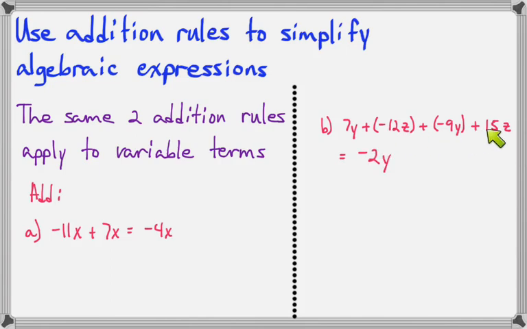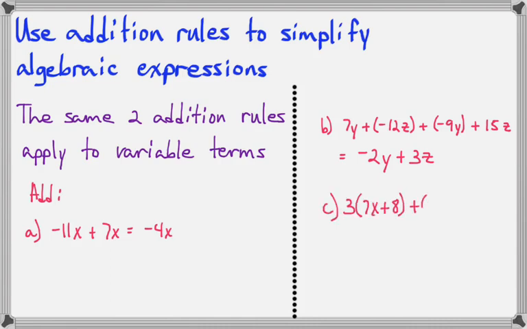Now look at the z terms. I have a negative 12z and a plus 15z. So the difference between 12 and 15 is 3. The larger number is positive. So that's going to be plus 3z.